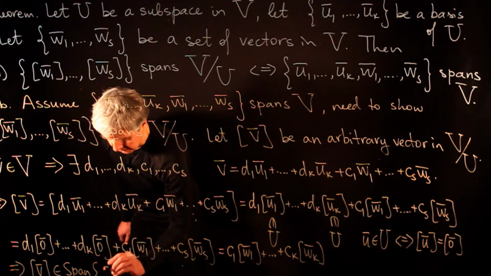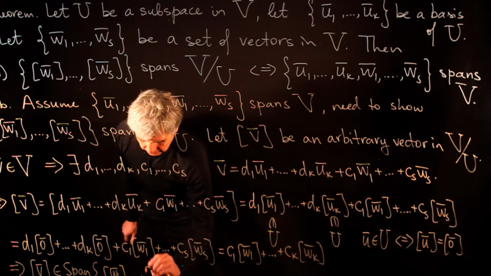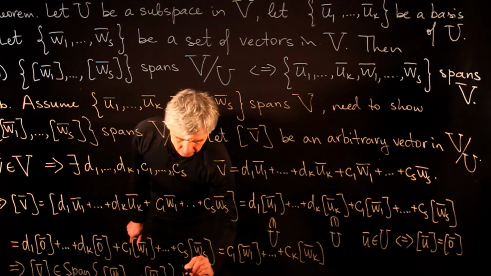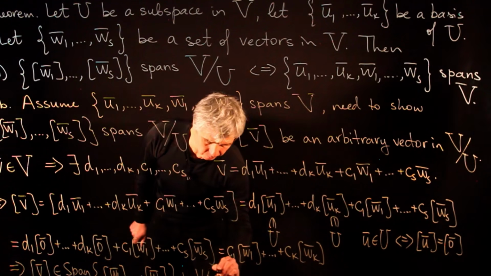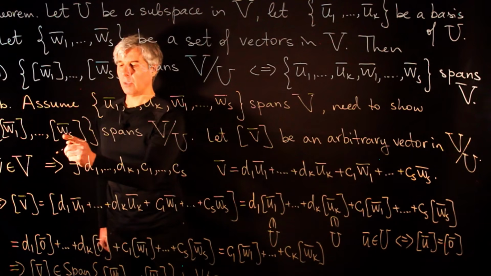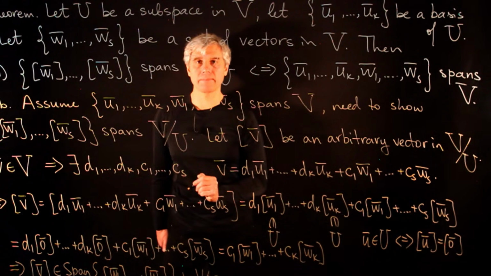And what we see is that the equivalence class of V belongs to the span of the equivalence classes of W1 through Ws in the quotient space. And that's exactly what we had to prove here, that the set of these equivalence classes of W1 through Ws spans the quotient space.